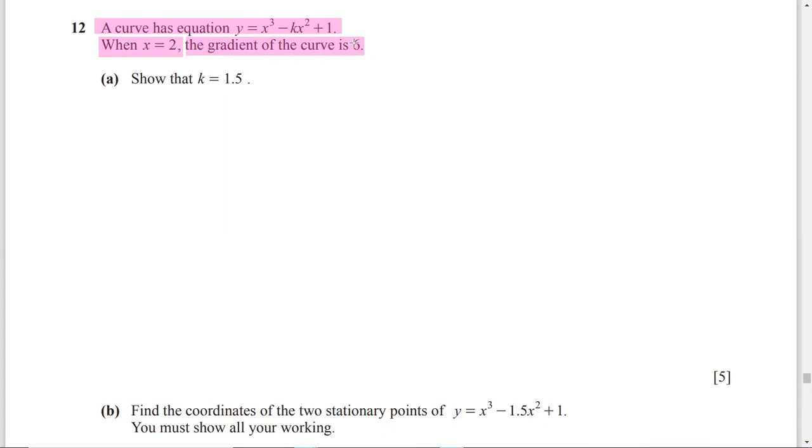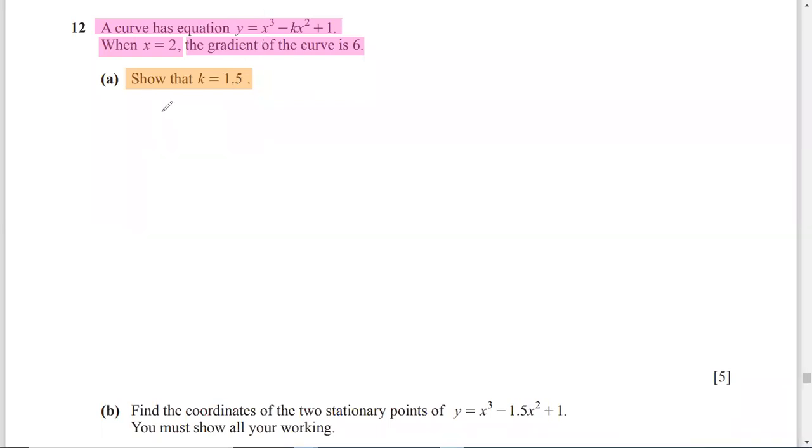So that we show that k is equal to 1.5. In fact, the x coordinate of a point is given, the gradient is given, and the curve is given, but in the curve k is missing. And we have to find k, which is equal to 1.5.